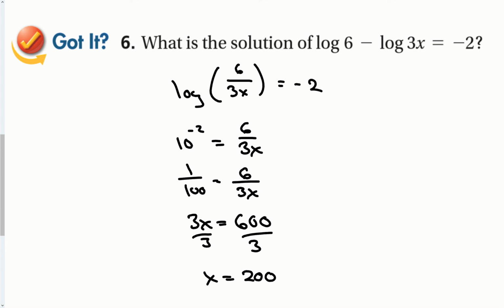Much easier because we didn't actually get a quadratic expression. Okay, so the answer here is 200. Does that make sense? Yes, because when I plug that in there, I get a positive number. That's all we're looking for, that the inside of the logarithm must be a positive number.